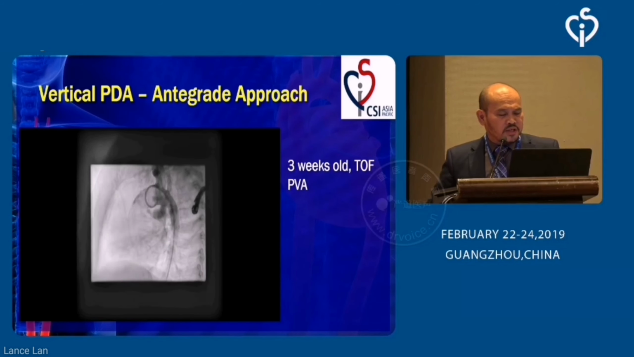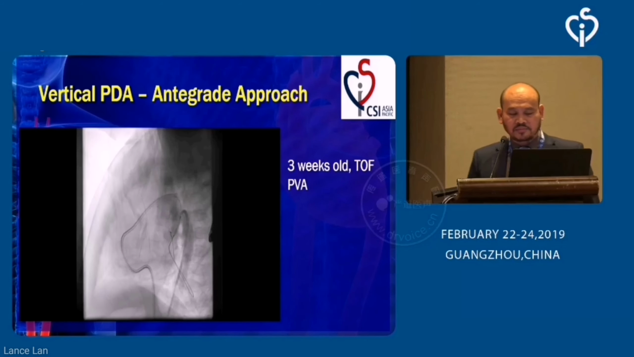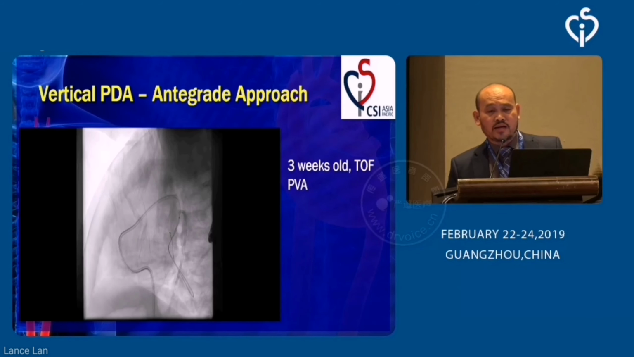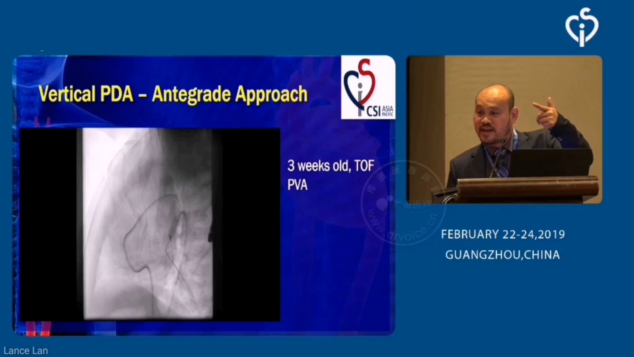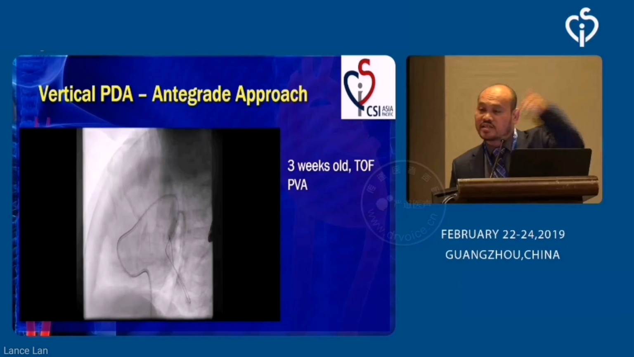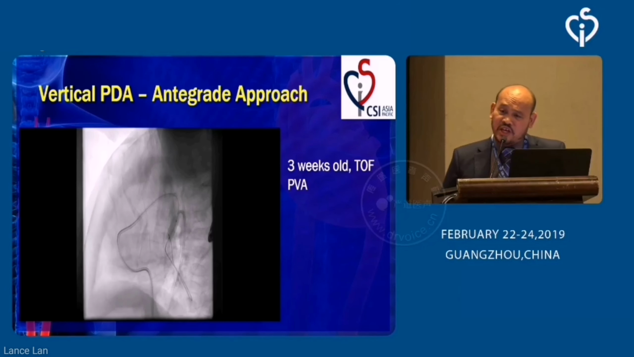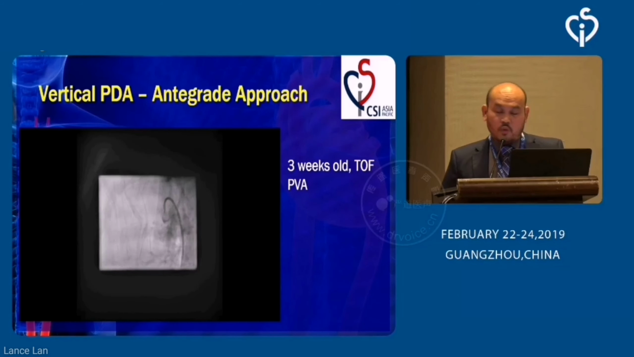And of course, this is one of the harder cases, the vertical PDA, 3 weeks old, TOF PVA. We're able to access coming from the antegrade approach from the right side of the heart, because this is TOF PVA with dilated aorta overriding, so we can cross through the RV, VSD and dilated aorta, and it's very good to access the PDA coming from the antegrade approach. So this is a vertical PDA. In the past, it used to be excluded, but now we are doing vertical PDA in our center if the anatomy allows us.